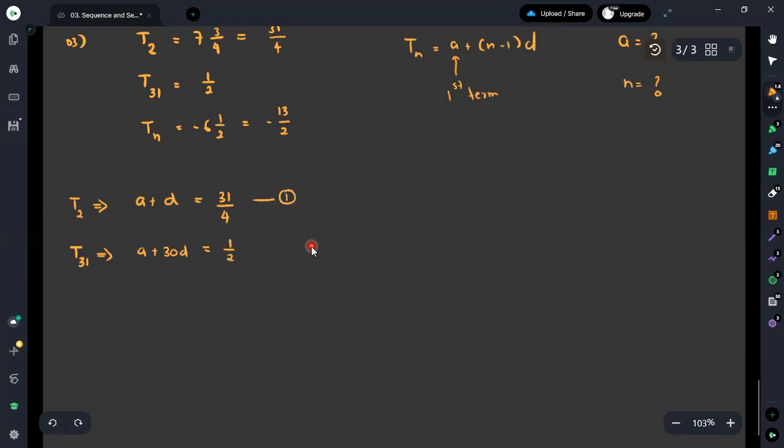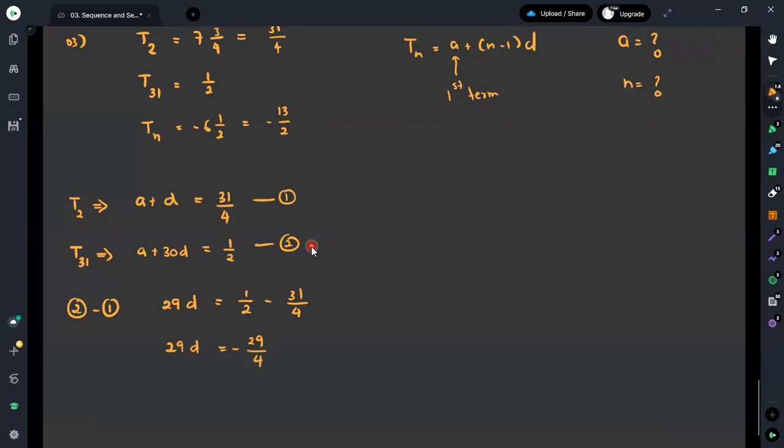Now you can see that there are two equations, the first equation and the second equation. If you subtract the first equation from the second equation, you will get 29d on the left hand side. Then you do this subtraction: half minus 31 over 4. Taking the common denominator and doing the calculation, you will get minus 29 divided by 4. Therefore, dividing both sides by 29, you will get the value of d is equal to minus 1/4.